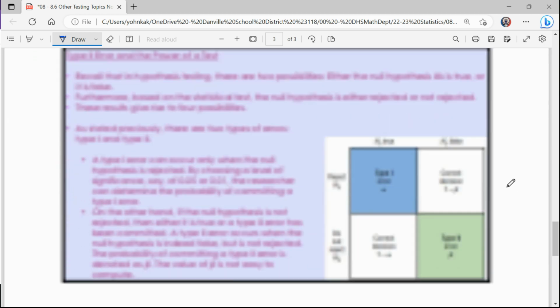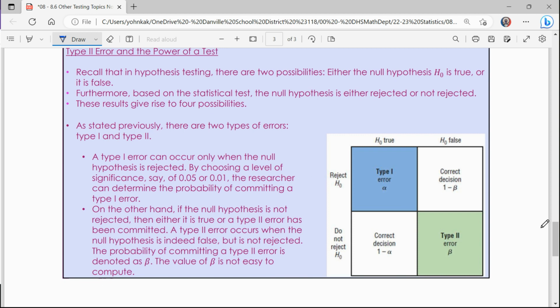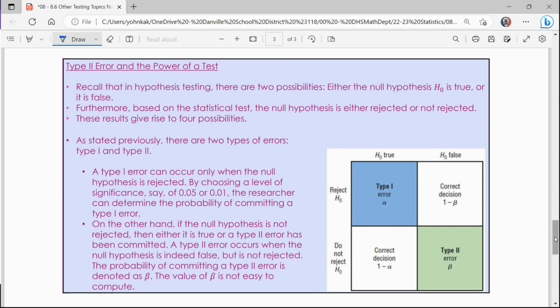All right, so now we got just 2 slides of words. Recall that in hypothesis testing, there are 2 possibilities. Either the null hypothesis H sub 0 is true or it's false. Furthermore, based on the statistical test, the null hypothesis is either rejected or not rejected. And so we have four possibilities that we've talked a little bit about before.